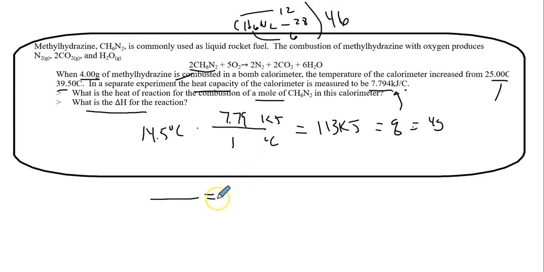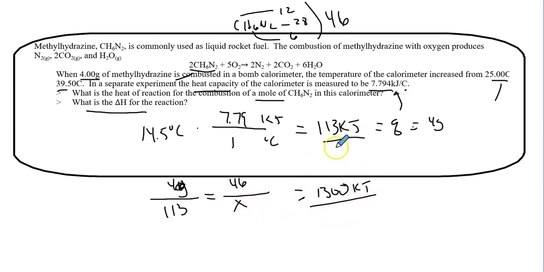So you could say that, for example, 4 grams gave us 113. What would 46 grams give us? At that point, you'd have your simple linear proportion. So 46 times 113 divided by 4 equals about 1,300. So we're estimating a little bit. 1,300 kilojoules.